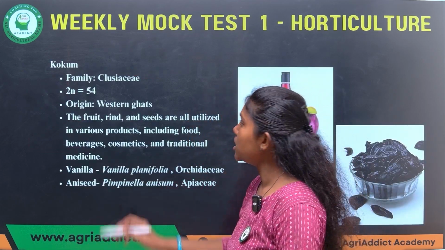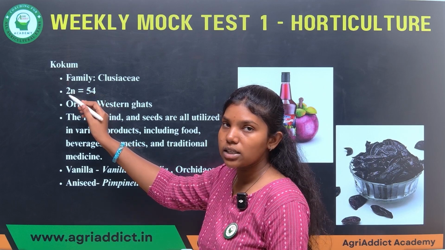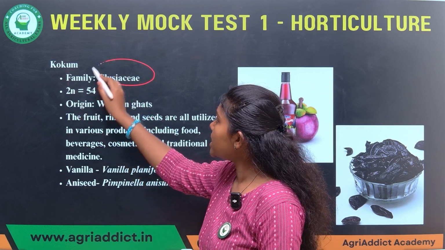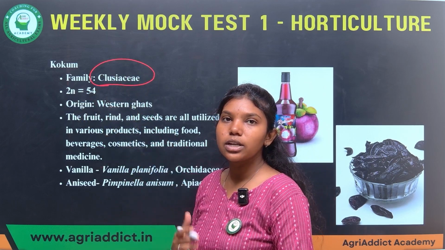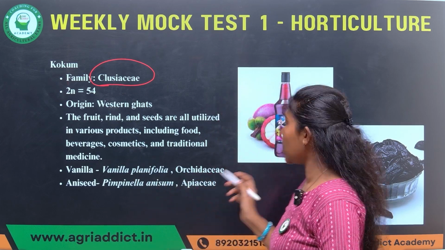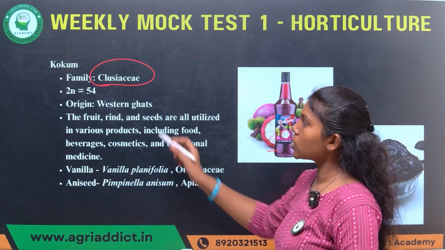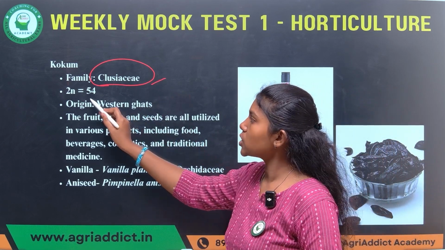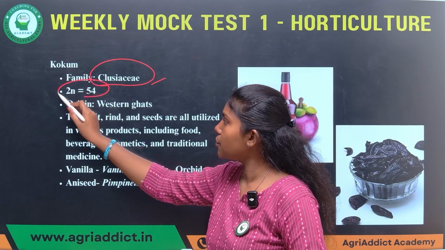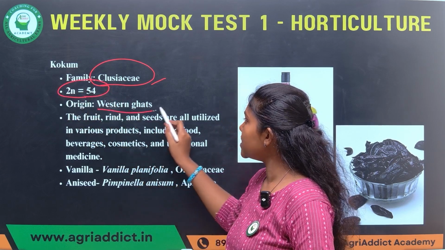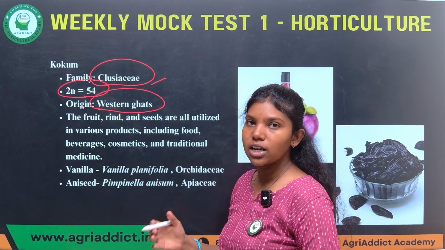Yes, as I mentioned, Kokum is a medicinal plant belonging to the family Clusiaceae. Clusiaceae also includes another important crop, that is mangosteen. Kokum fruit is similar to mangosteen in appearance. It has a chromosome number of 2n equal to 54 and it has its origin in the Western Ghats, that is, it is of Indian origin.